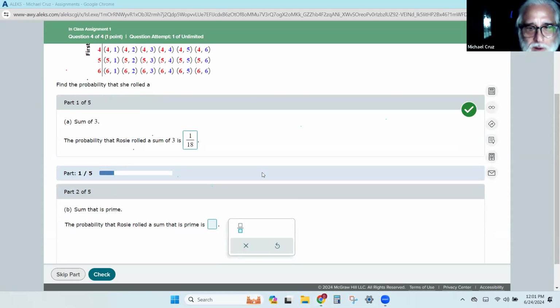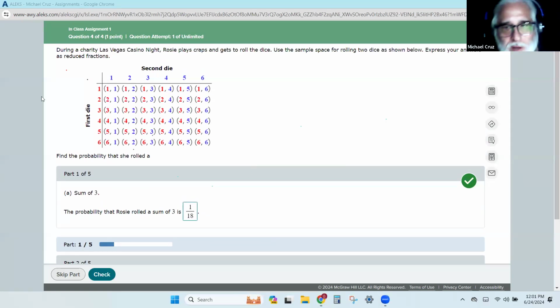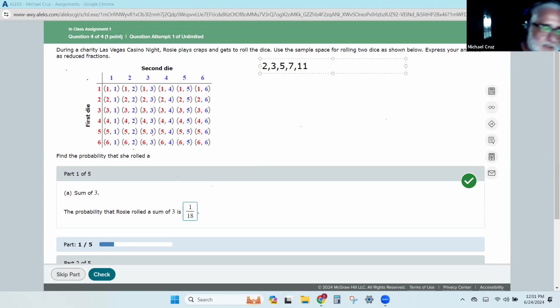All right, the probability that Rosie rolled a sum that is prime. Again, prime numbers are a little bit hard to identify. Let's write them all out here. We only need to go through 12. So 2, 3, 5, 7, and 11 are the only prime numbers that are less than 12, because all the sums here are going to be 12 or less.